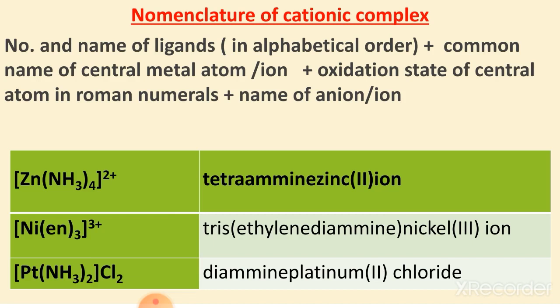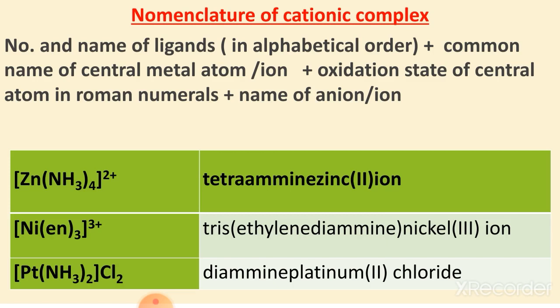So look here, [Zn(NH3)4]2+. First of all you have to write the number of ligands. The number of ligands is 4, so we write tetra, and only one kind of ligand is there, and the name of the ligand is ammine, so we write tetraammine. Now this contains a positive charge, so you write the name of zinc as such. So dear students, look at the example: tetraamminezinc(II) ion. Here the II indicates the oxidation number of zinc in the parentheses, and here no anions are given, so you can write ion.